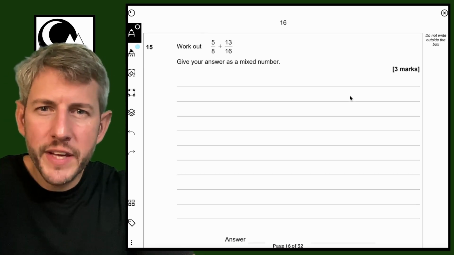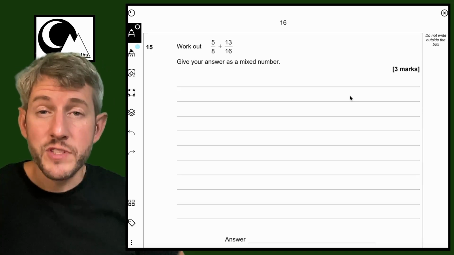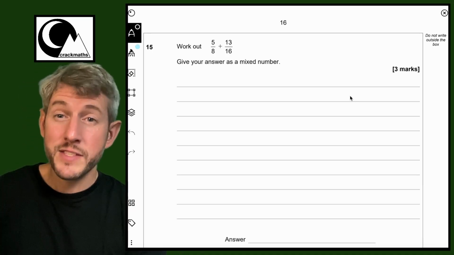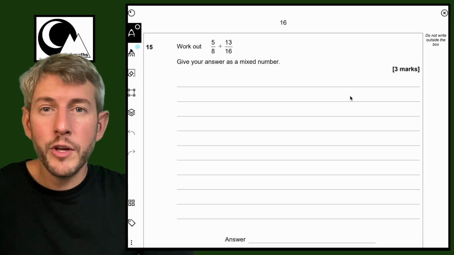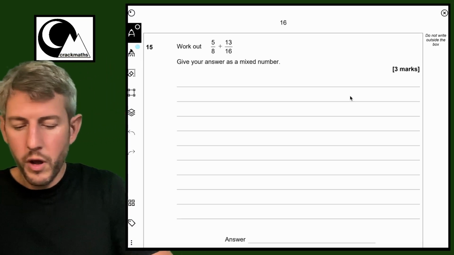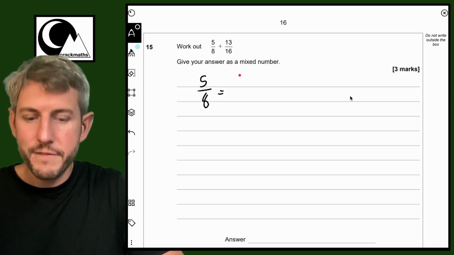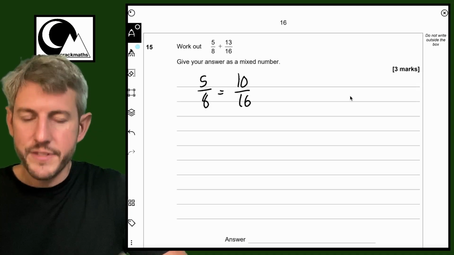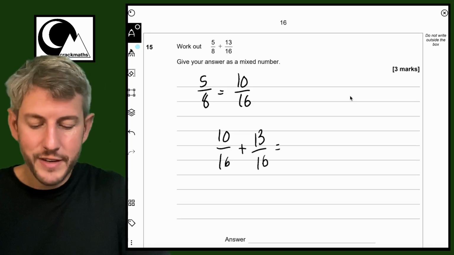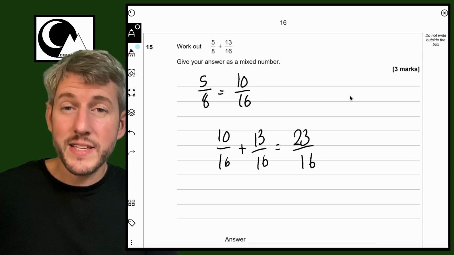Okay, so question 15, it says work out 5/8 plus 13/16. So this is adding fractions. So remember, to add fractions, we have to get the same denominator. Now, if I look at these, I can spot that 8 is half of 16. So instead of thinking of it as 5/8, I can think of 5/8 as being 10/16. So then we've got 10/16, add 13/16, and that's going to equal 23/16. And it says give your answer as a mixed number.